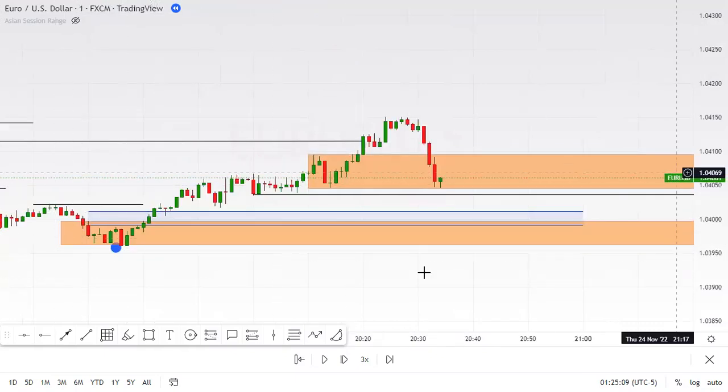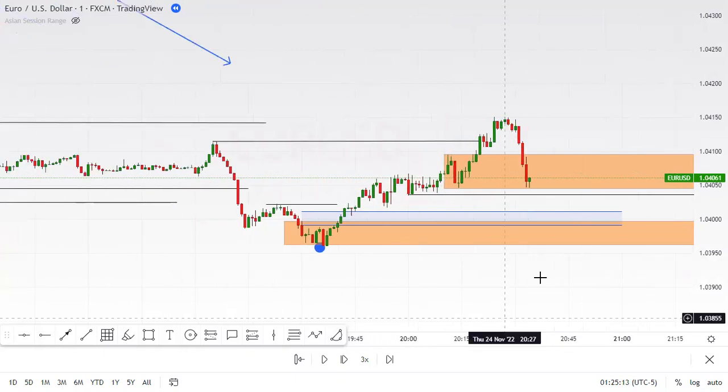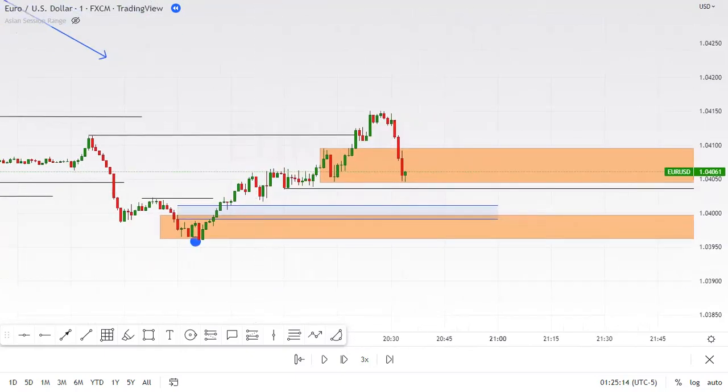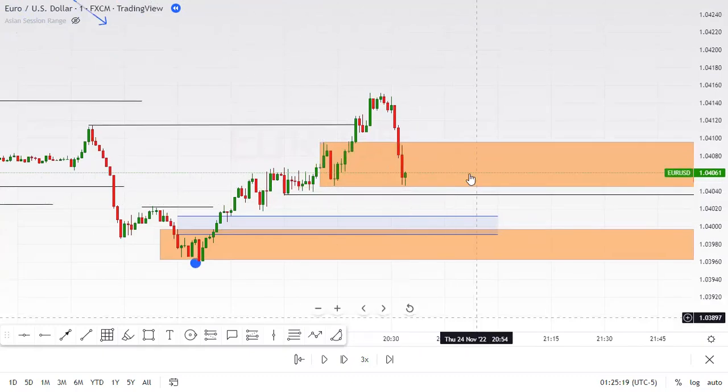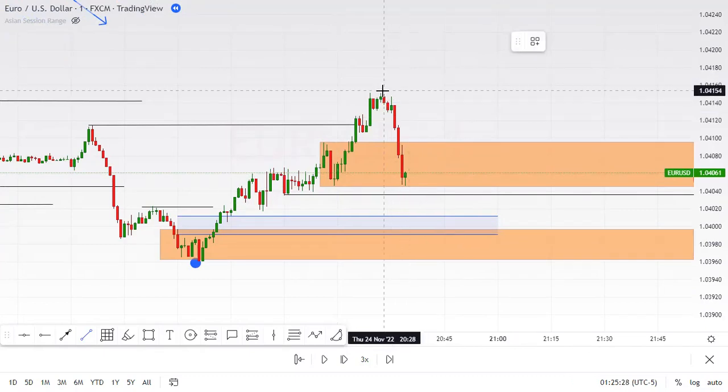Like here now, you see we are in 1 minute. So this is 1 minute. So what you do, now the market has come back to my order block right here. So what am I actually going to do? I'm going to wait for a break of market structure, maybe to the upside. We're waiting for a break of market structure here.